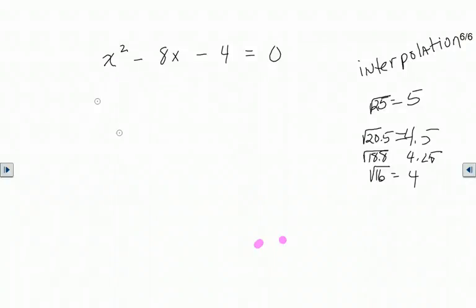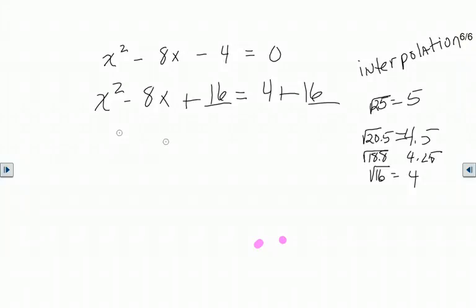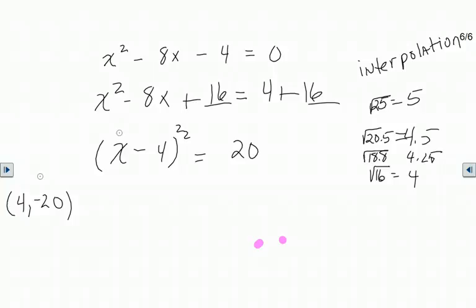All right, x squared minus 8x plus blank is equal to 4 plus blank. What's half of 8? 4 squared? We're really using some high-level mathematics here. All of it's probably below the 7th grade. X minus 4, quantity squared, is equal to 20. So, that would be 4 comma negative 20 is our what? Vertex.